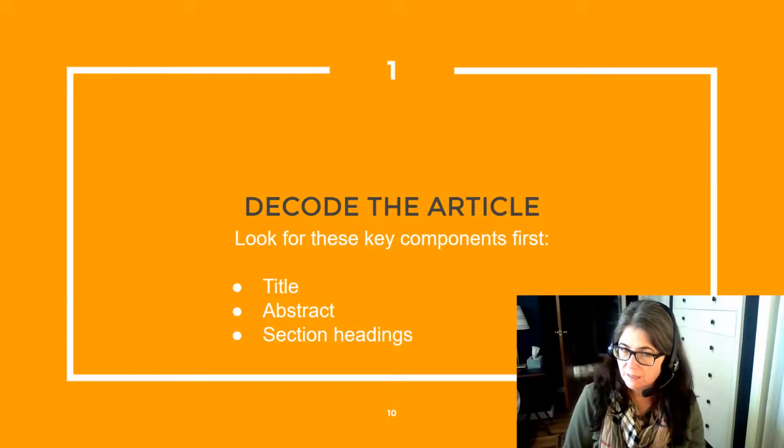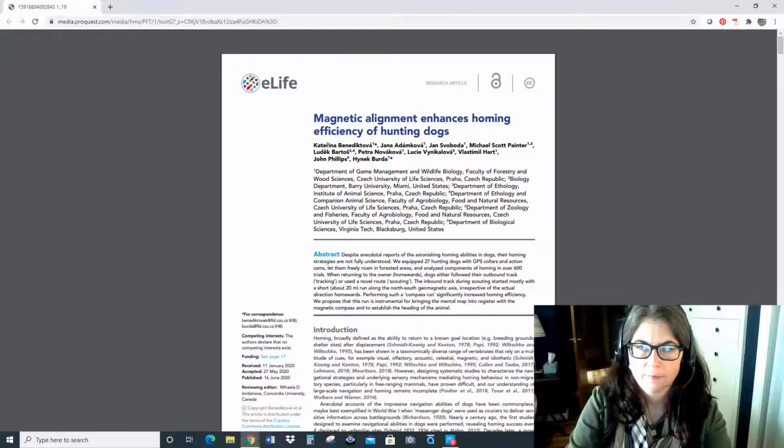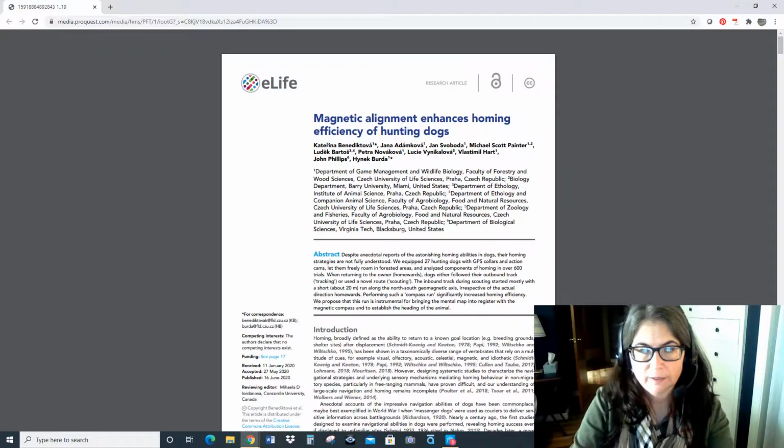The second piece is the abstract, and we'll talk a little bit more about what an abstract is in a second. The third piece is the section headings. So again, it's following a formal structure, it's broken into sections. We're going to look through and see what those section headings are before we actually jump in to read the article. So let's jump back to our scholarly article here.